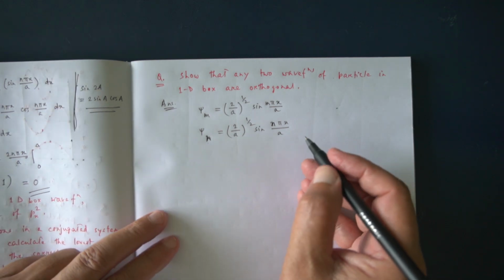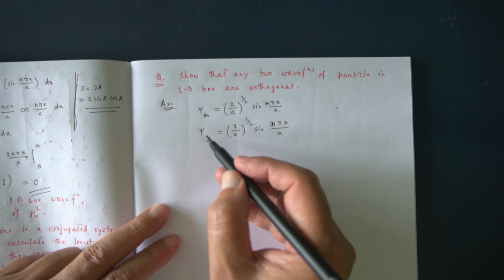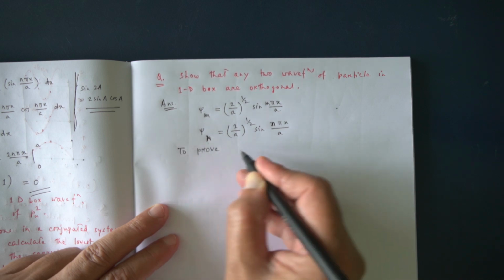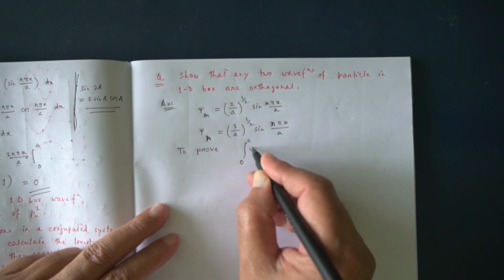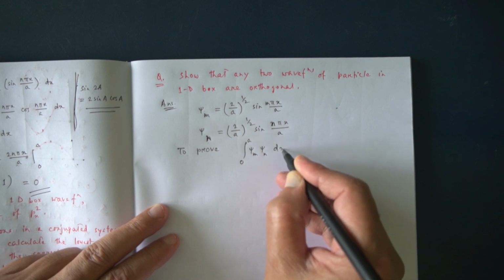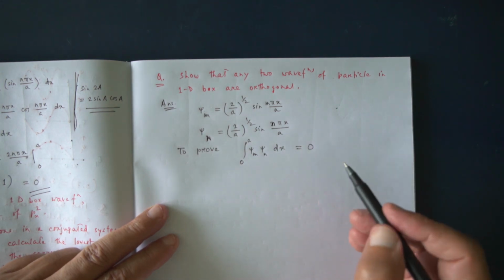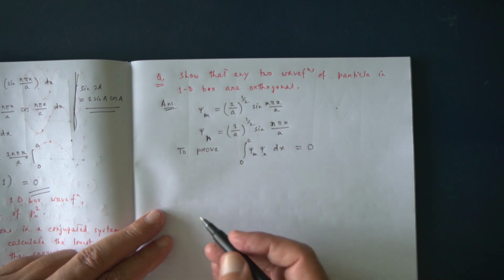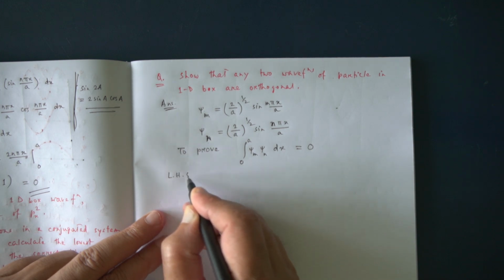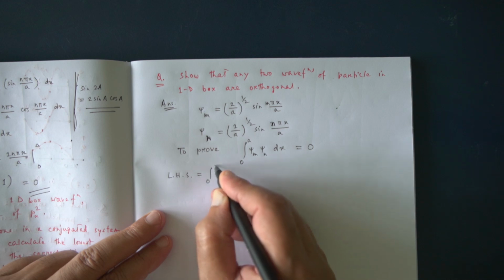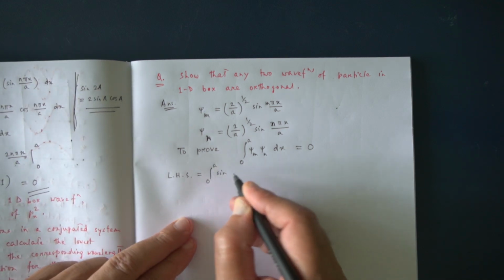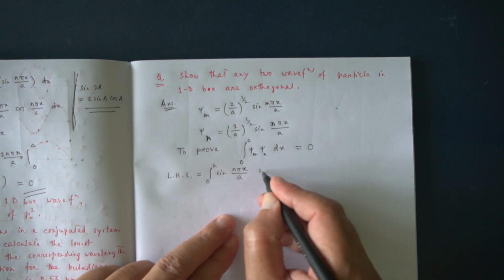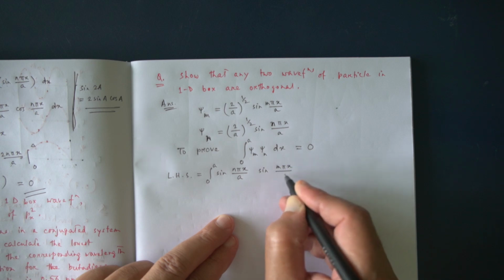And what we are to prove? We are to prove that these two wave functions are orthogonal. Orthogonal means integration. We have to prove that integration 0 to a psi m psi n dx equal to 0. Okay, so how to do this? Say left hand side equal to integration 0 to a sine n pi x by a sine m pi x by a dx.